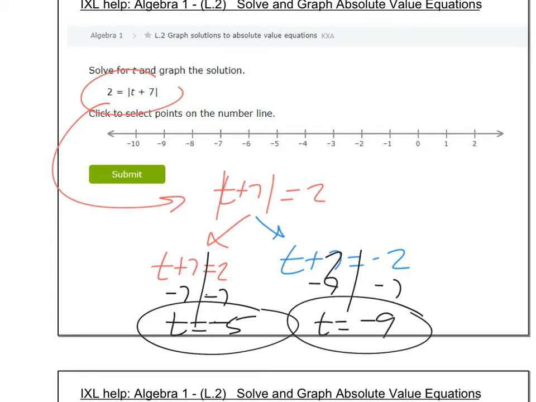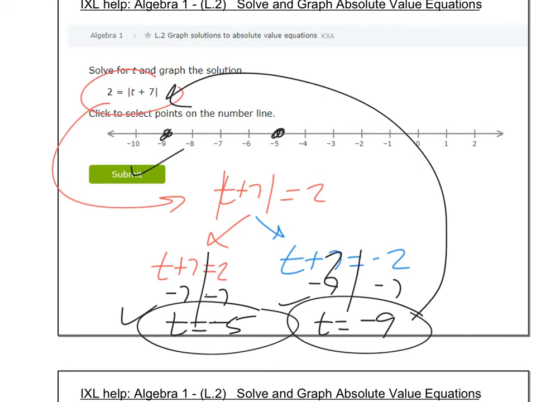Again, if you're not sure if your answers are right, go ahead and plug them back in up here and see if they both work. And I think you'll find in this case they do. They can both be negative. That happens. They can both be positive. In this case, those are our two solutions, -5 and -9. You plot, and don't forget on this IXL, you're plotting those in the number line, and then you're submitting it.